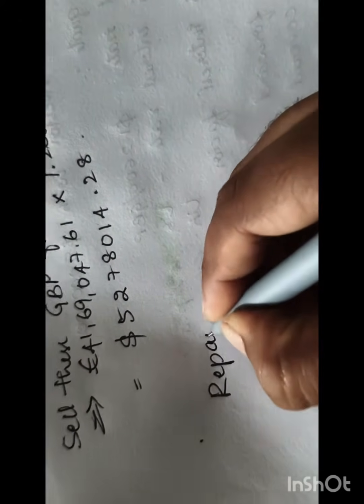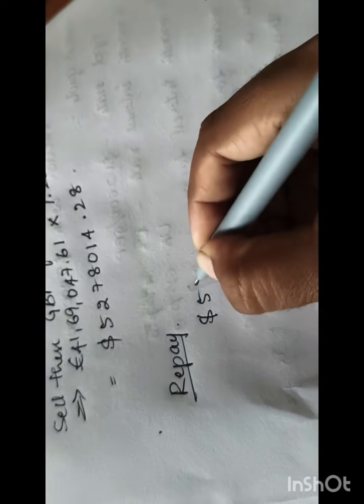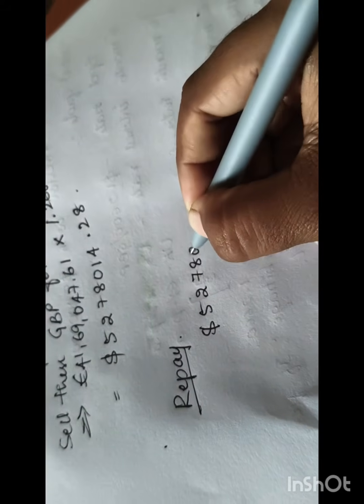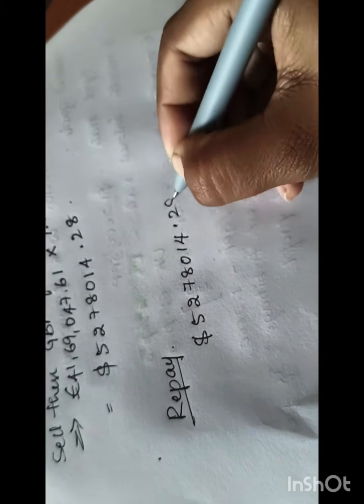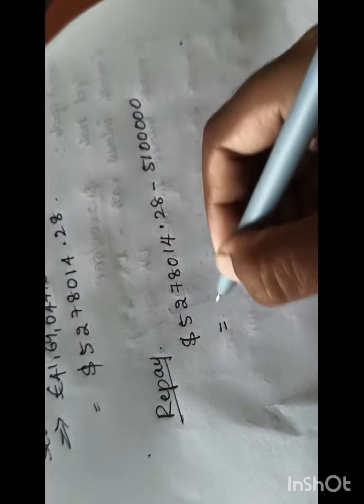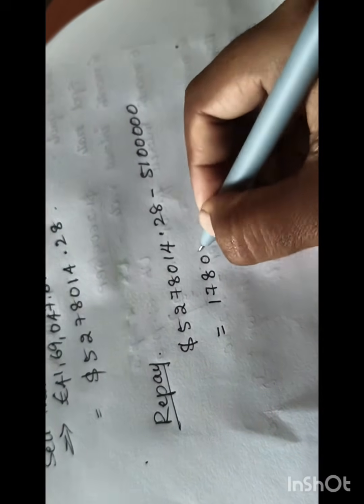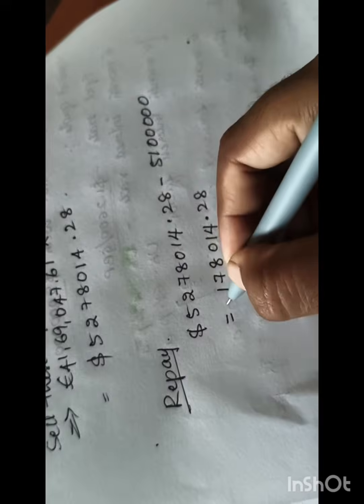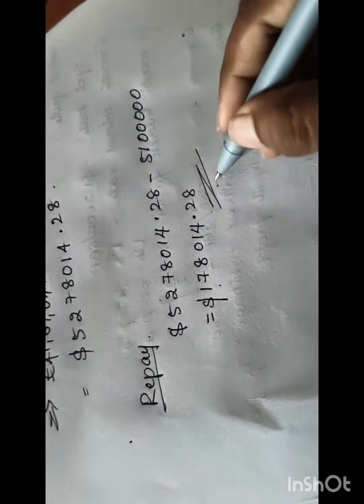Now the next step, that is after investing I need to repay. So how much I borrowed? I borrowed 50 lakh, that is with interest I need to pay 51 lakh. So I have dollar 52 lakh 78,014.28. I need to repay 51 lakh. Profit is 1,78,014.28 dollar after repaying the loan.